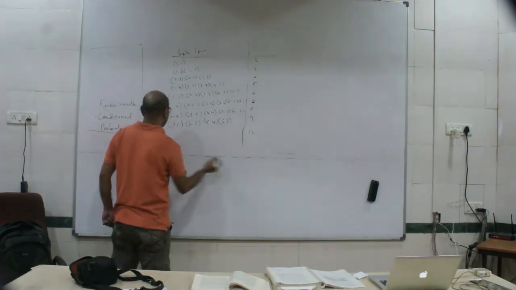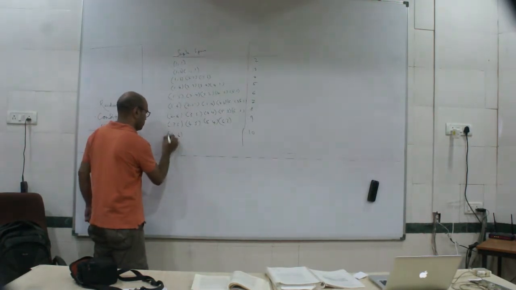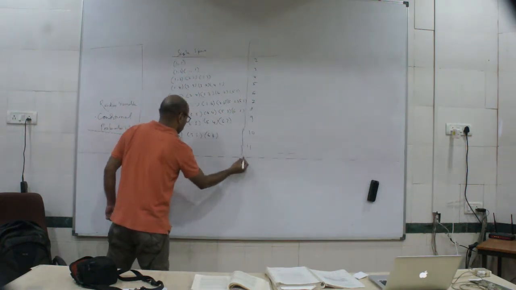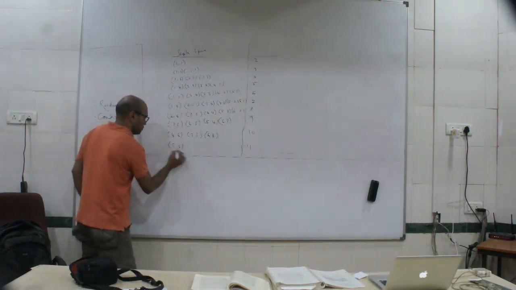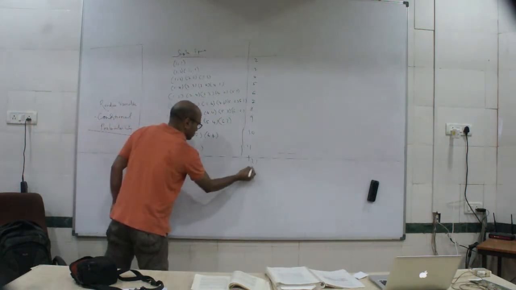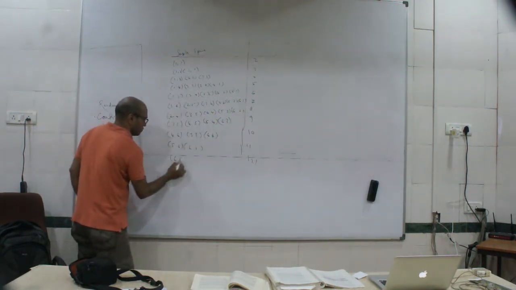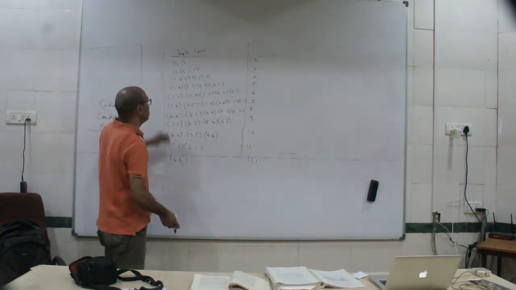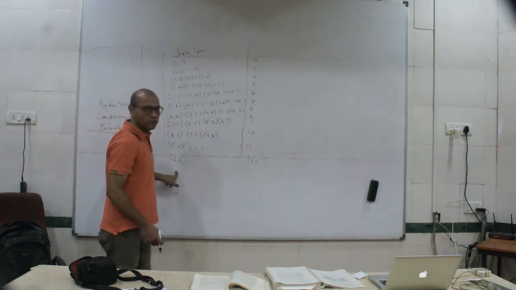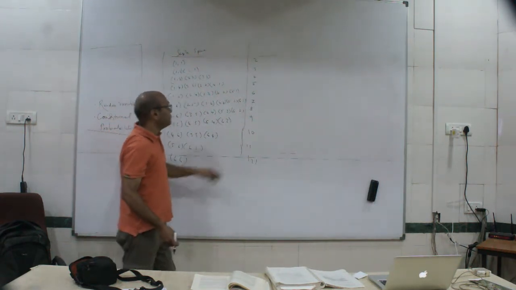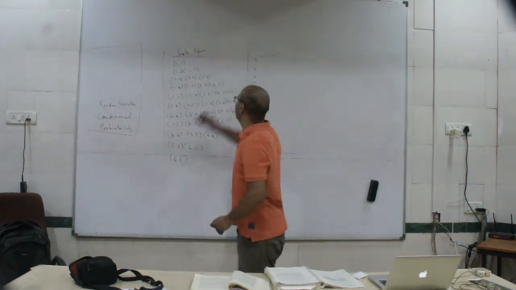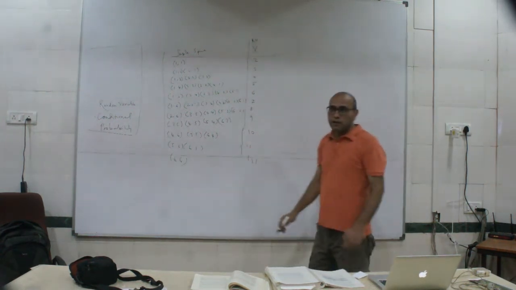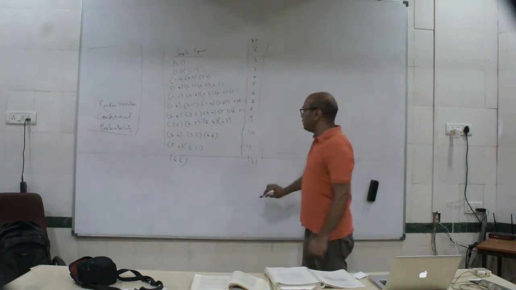10 is possible by 4, 6, 5, 5, 6, 4. 11 is possible by 5, 6, 6, 5, and 12 is possible by 6, 6. Right? So this is the sample space. It is 36 outcomes, 1, 2, 3, 4, 5 up to 36. These are the values of the random variable. This is x, the random variable. Now I can actually work out the probabilities associated with these values.